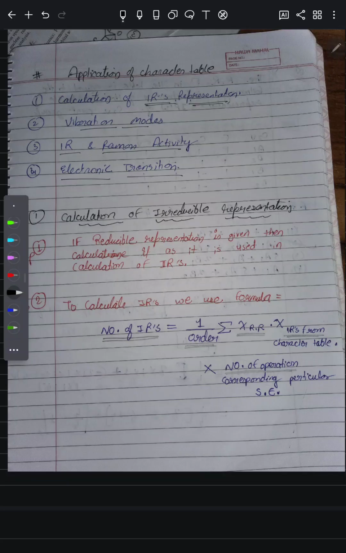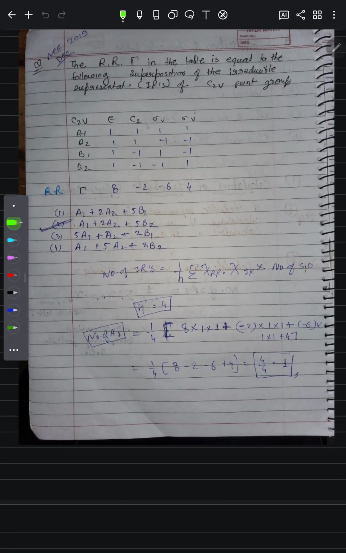For calculation of the irreducible representation, we use this formula. This is the formula that we use, and it is very important. According to it, the number of irreducible representations is equal to 1 upon order, summation of the reducible representation into the irreducible representation from the character table, into the number of operations corresponding to this particular symmetry. So these are the technical words. What it means is, let's take an example.